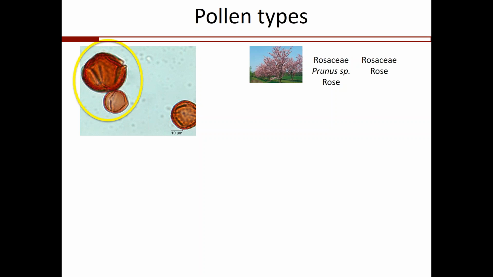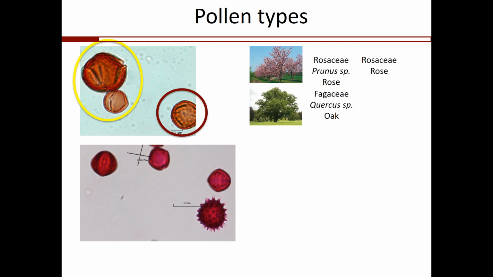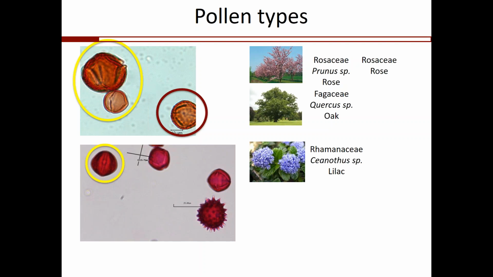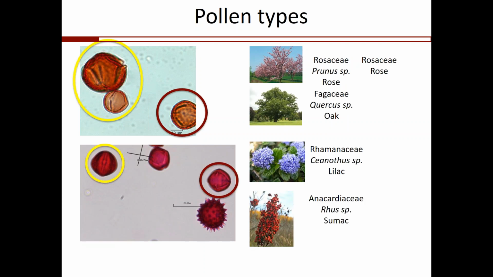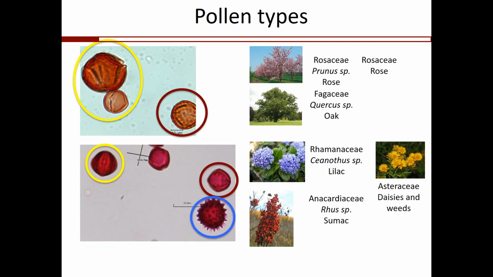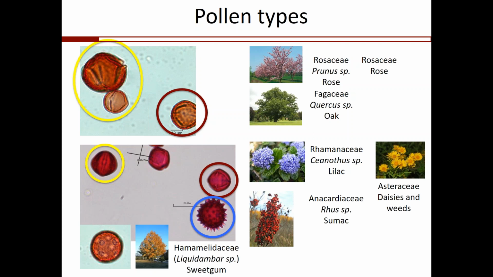These are your rose. This larger one specifically is Prunus. So you can think that's the same genus as your cherry trees. On the corner, you have oak. You have lilac on the upper left-hand side of this image. You have rose, which is sumac. You have daisies and weeds. And then the last one here, you have a sweet gum on the bottom corner. Just to illustrate the diversity of how some of these pollen types look.